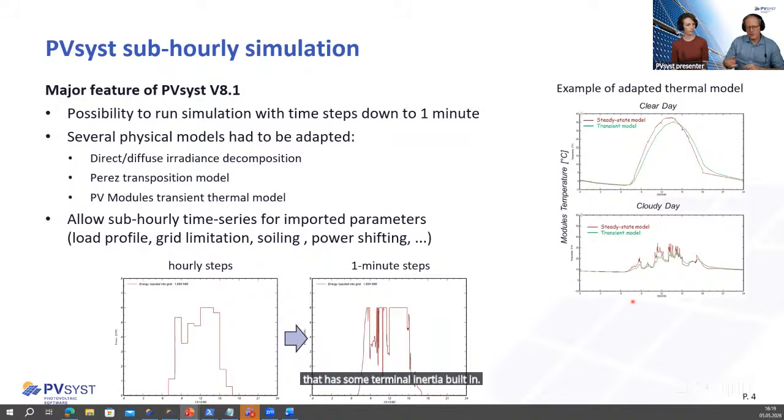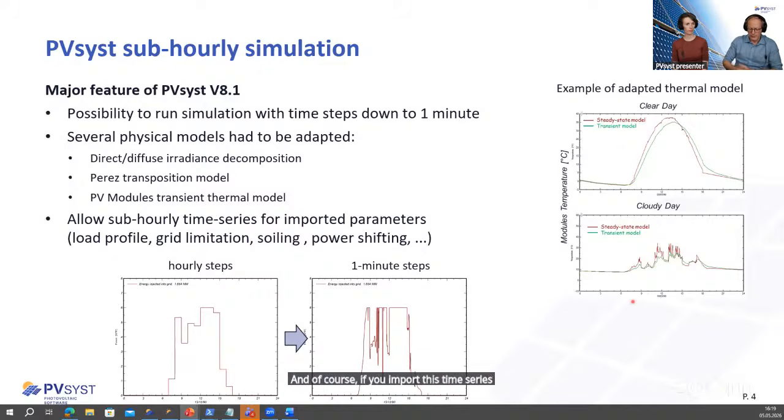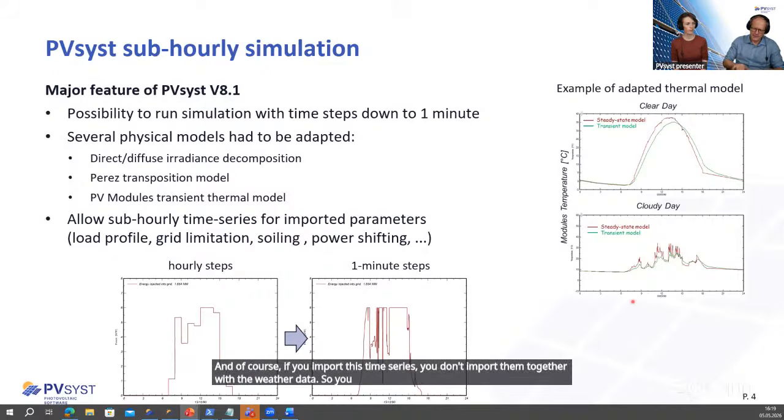There are other things we need to adapt also, namely the importing of time series for simulation parameters. I remind you that if you have, for example, self-consumption, you can import load profiles, or now you can also import time series for the grid limitation, for soiling, power shifting, and so on. And of course, if you import these time series, you don't import them together with the weather data, so you can have a mismatch between the time steps of your time series and of your weather data, and the simulation needs to manage that. So all these were developments that were necessary to get a sub-hourly simulation.